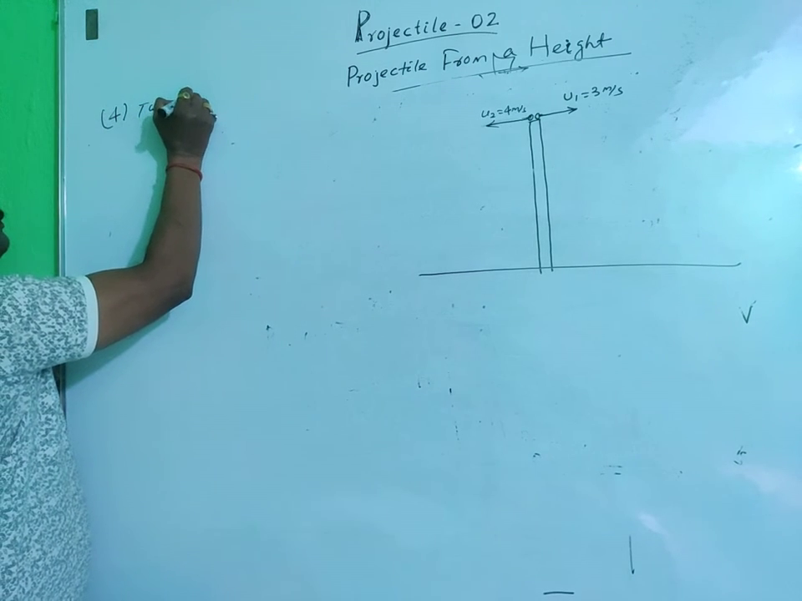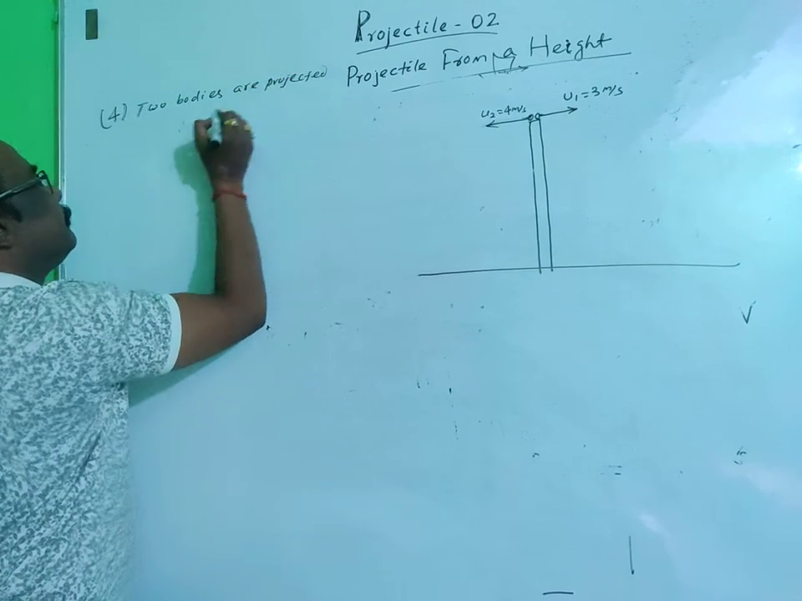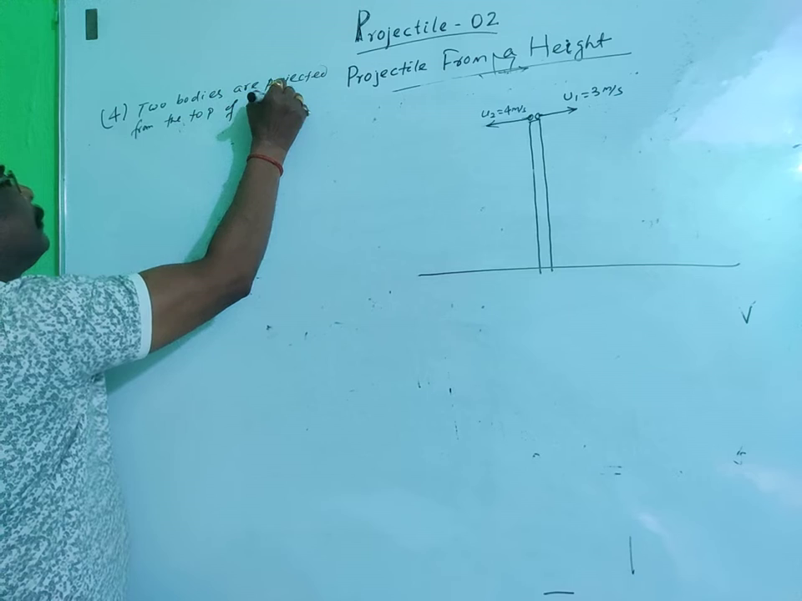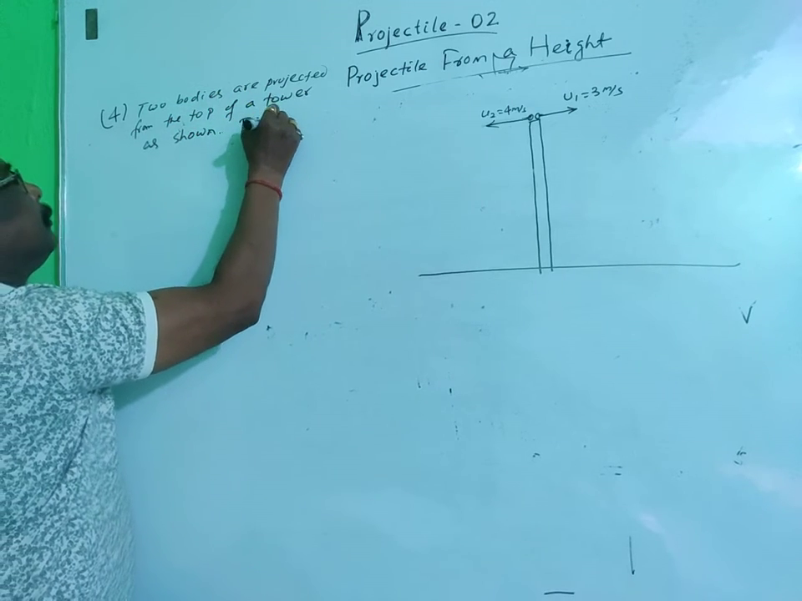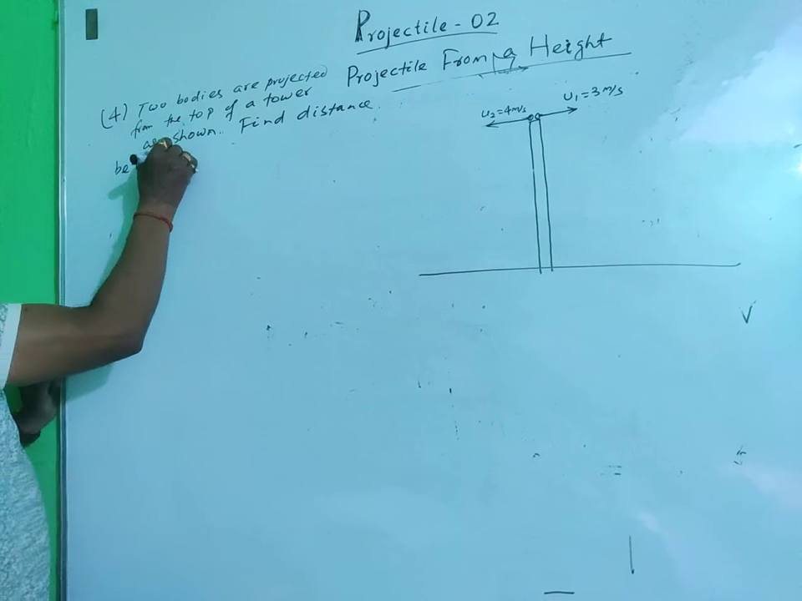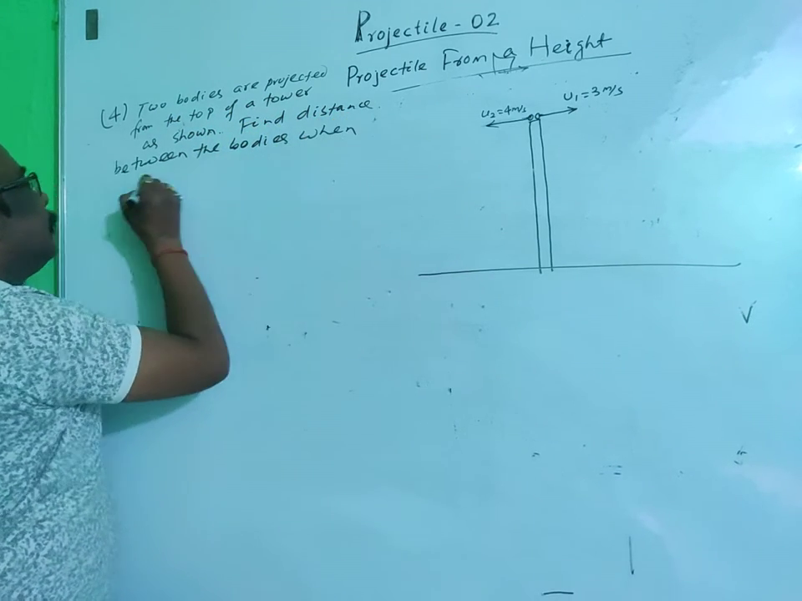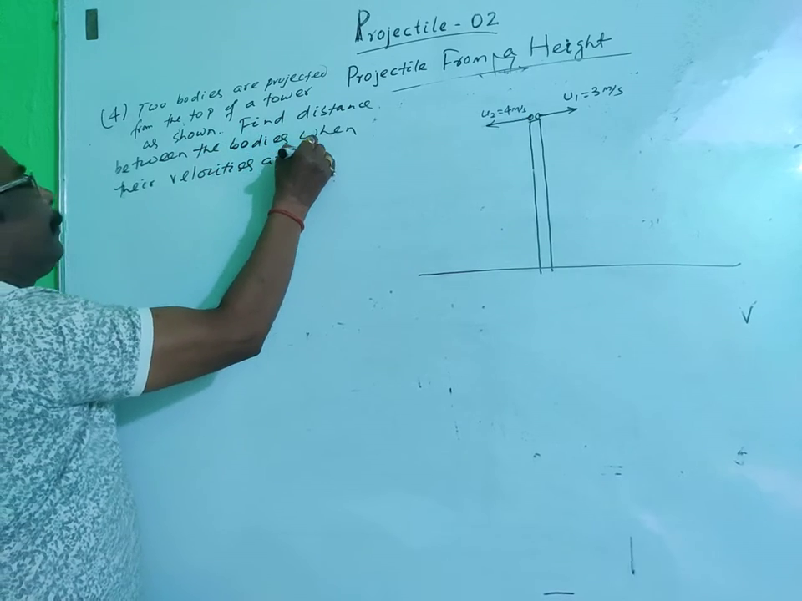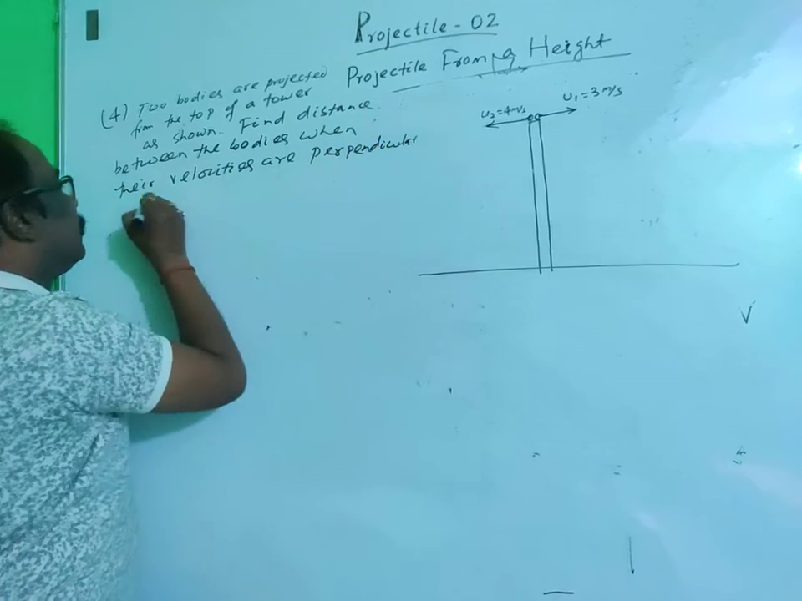Two bodies are projected, very good question, from the top of a tower. Also find the distance between the bodies when their velocities are perpendicular to each other.